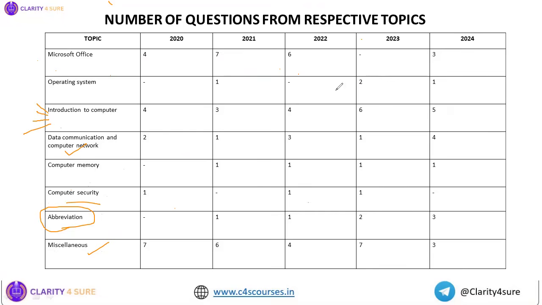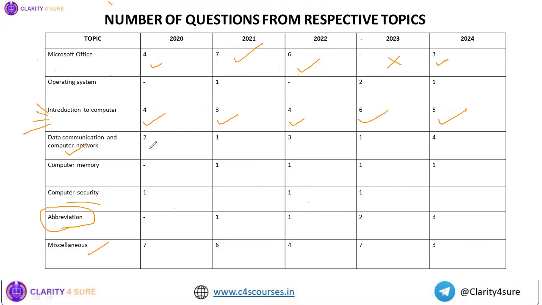So from this part, if you see Microsoft Office, in 2021 there were 7 questions, in 2022 there were 6 questions, there were no questions in 2023. So you can understand the level, cutoff one. Then in 2024 also there are 3 questions. Then introduction of computer: in 2021 there are 3 questions, in 22 there are 4 questions, in 23 there are 6 questions, in 24 there are 5 questions.